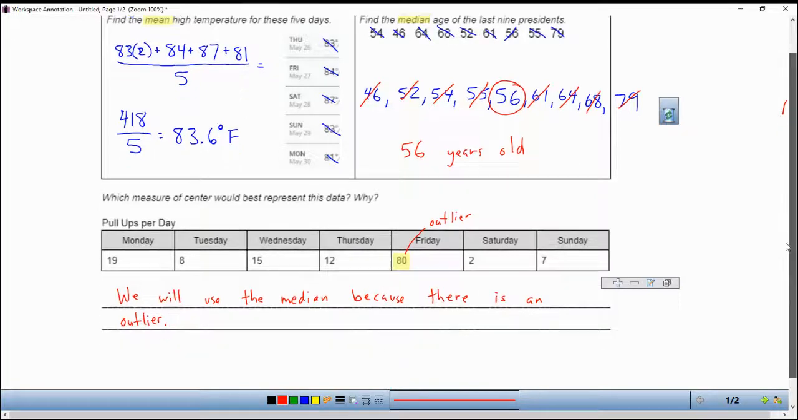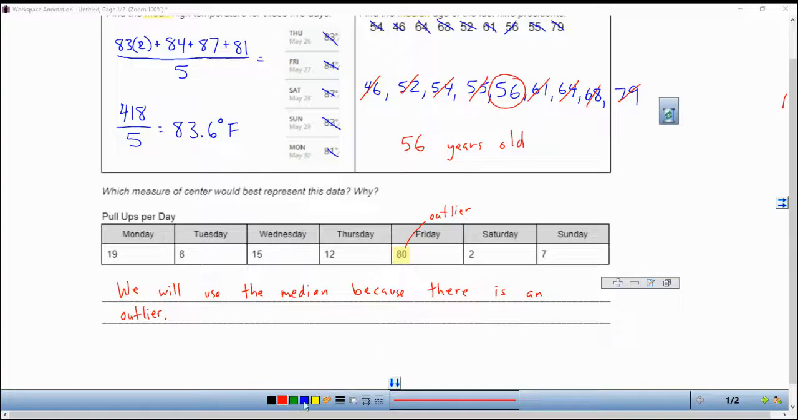Now, just for practice, there should be some room here on this line. We're going to find the median here. So we'll start by ordering the numbers from least to greatest. We have 2, crossing it out. 7, crossing it out. 8, crossing it out. 12, then 15, 19, and then last but not least 80. So you would include the outlier here just because that is a data point.